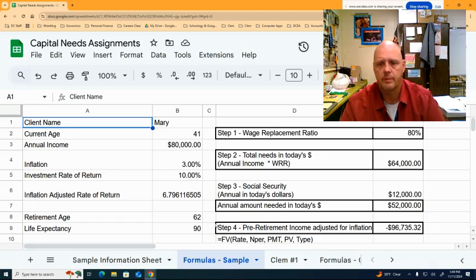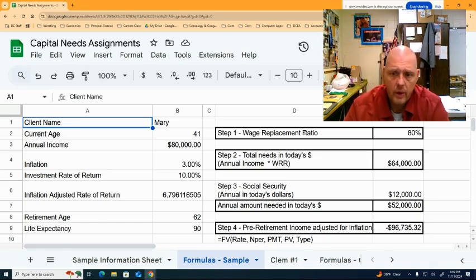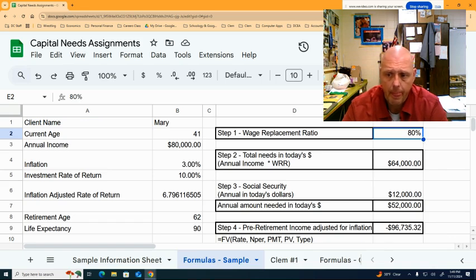So here are our numbers. Again, wage replacement ratio is 80%. So our step two, our first actual bit of math is annual income times wage replacement ratio. 80,000 times 80%, we're at $64,000 a year, right? That's the value of this money currently at age 41, what she thinks she's going to need to retire on. We subtract the $12,000 in Social Security. So we need $52,000 a year beginning at age 62.